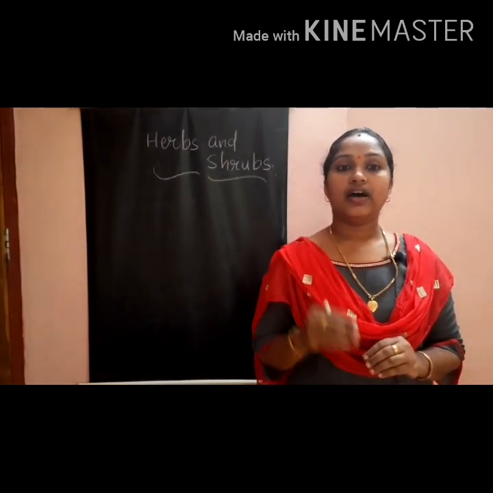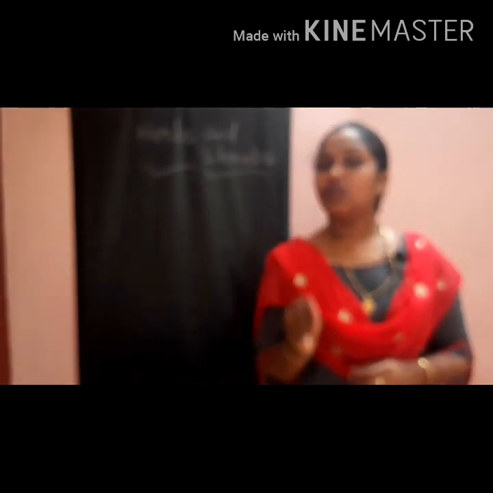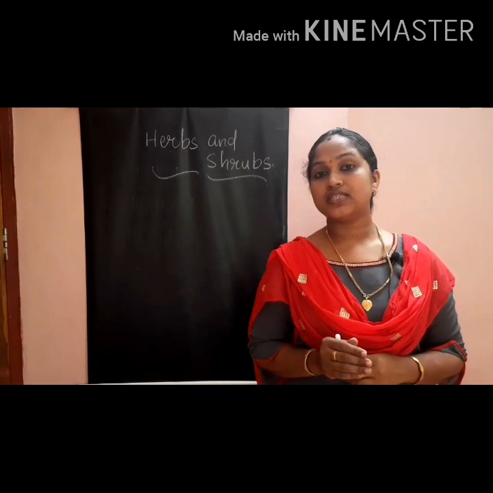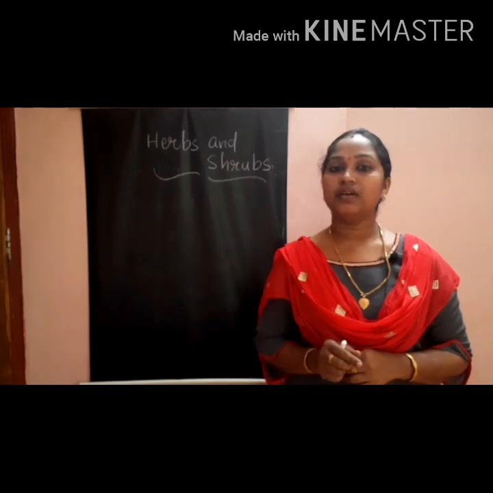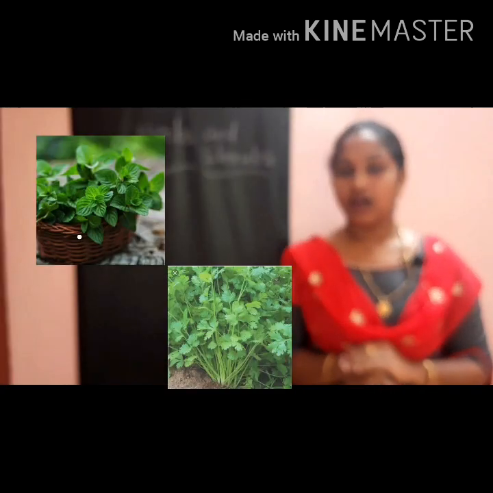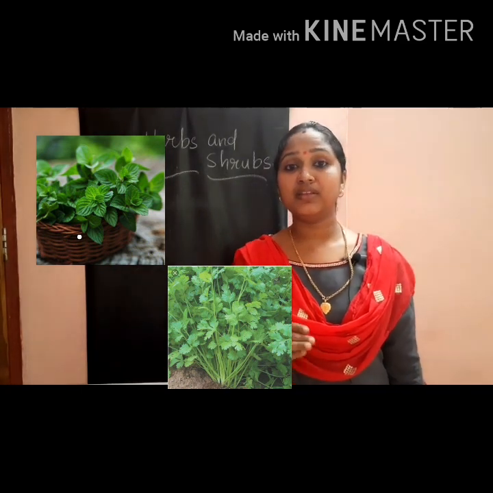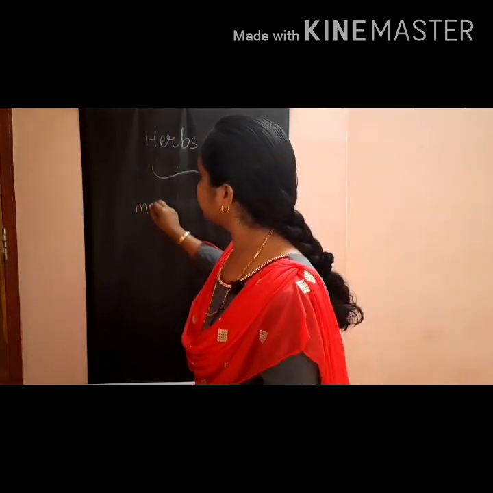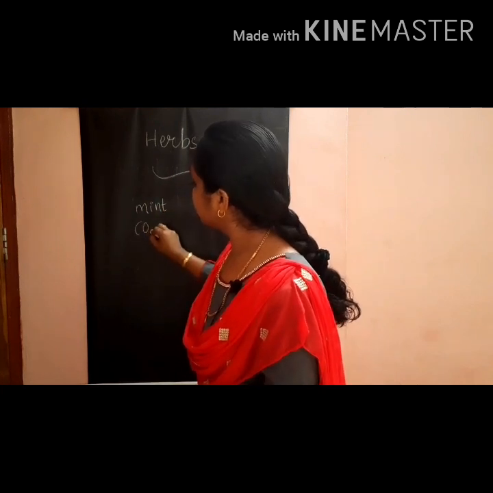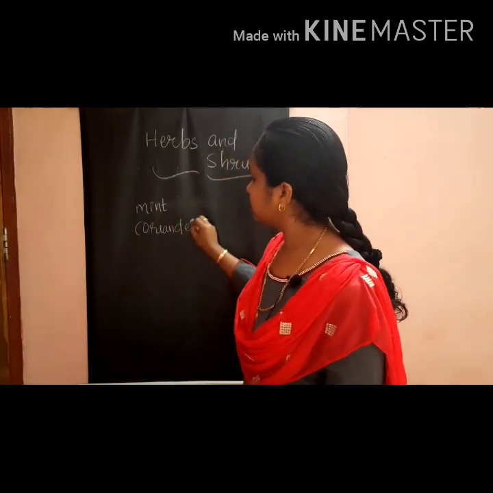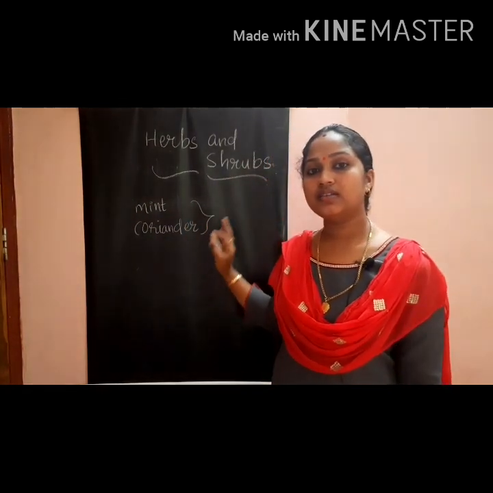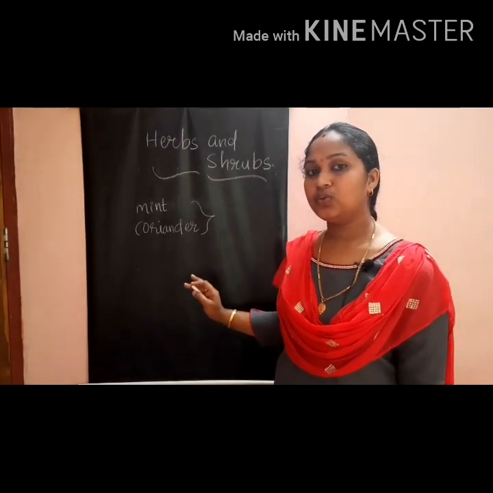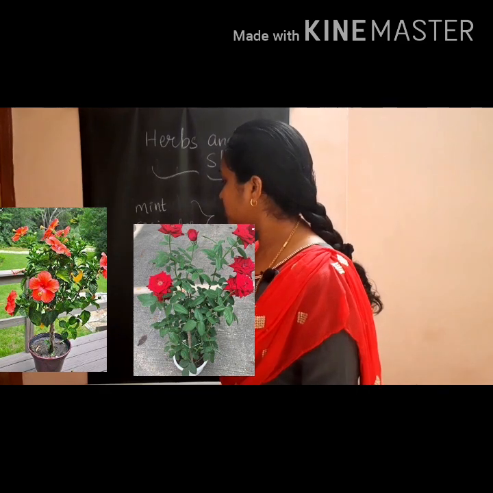Which of the plants have the same type of stem? You just observe, children. Yes, if we classify these 4 plants on the basis of their stem, the mint plant and coriander plant will come in the same group. How? Mint and coriander plant will come in the same group. Yes, these 2 will come in the same group. Then which are the next 2? Yes, hibiscus and rose.